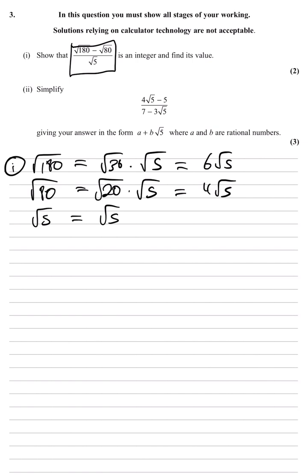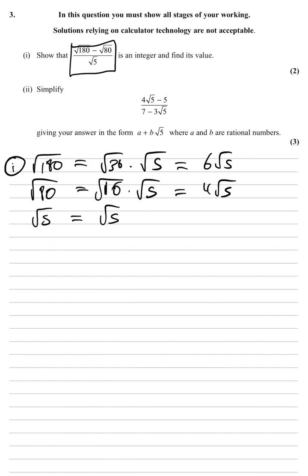And the same can be done with root 80. Root 80 is equivalent to, wait, I just realized it's 16, it's supposed to be 16 here, my bad. 16 root 5 equals 4 root 5, okay, because the square root of 16 multiplied by the square root of 5 is the same as 4 multiplied by the square root of 5, since the square root of 16 is 4. And with 5, you can't really simplify that, but that's important in this question.